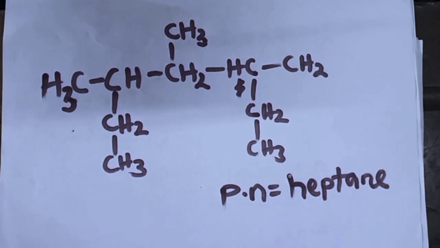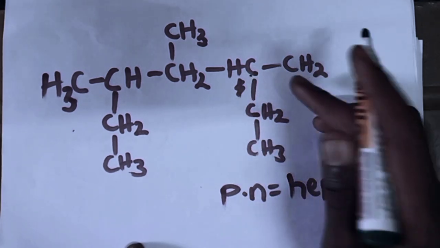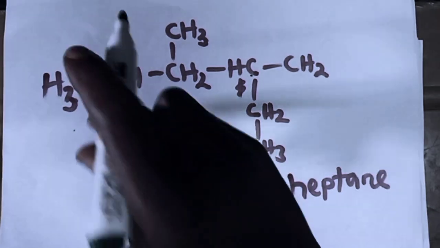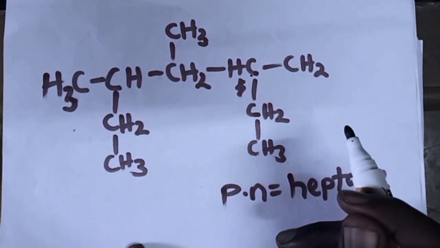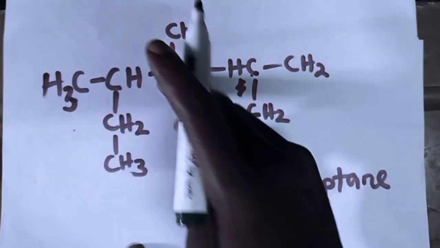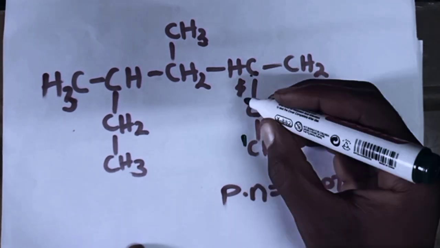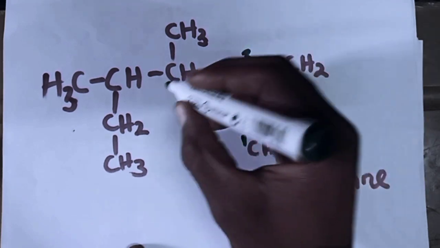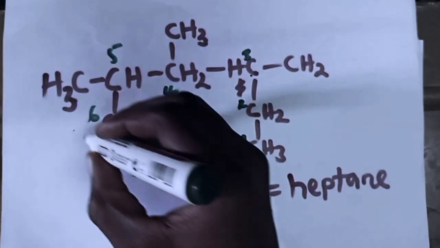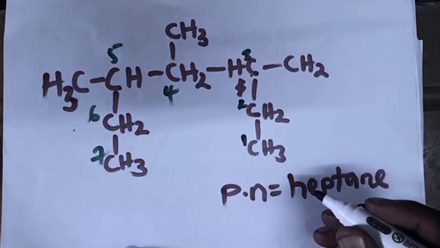How will be the locations? The locants. If we start from this end, 1, 2, 3, the first side chain is on 3. How about this end? 1, 2, 3, it is also on 3. The other side chain is on 4, even it's on 4. So you can start from either of the sides. So you can say 1, 2, 3, 4, 5, 6, 7. Okay, that is the same thing.